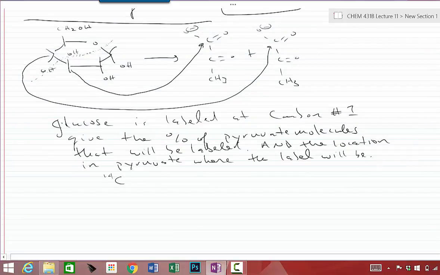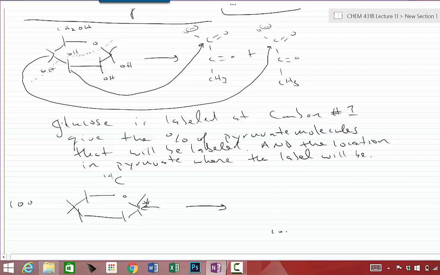Okay, so we're saying that glucose is labeled on the number 1 carbon. Well, it helps if we know our numbering system. So review your numbering system. Okay, the number 1 carbon for glucose is right there. So that's going to be labeled. I'll put a little asterisk right there. That's the label.